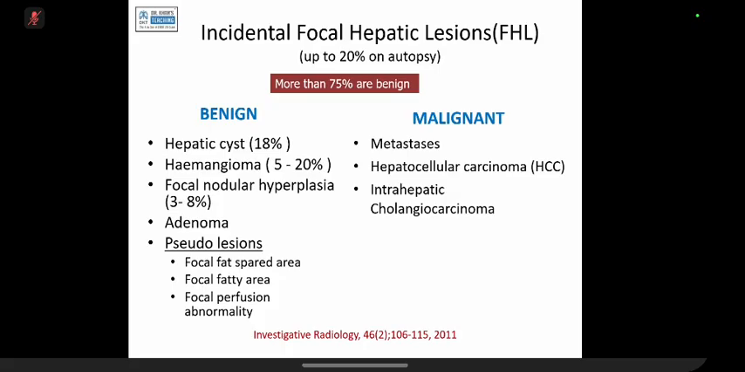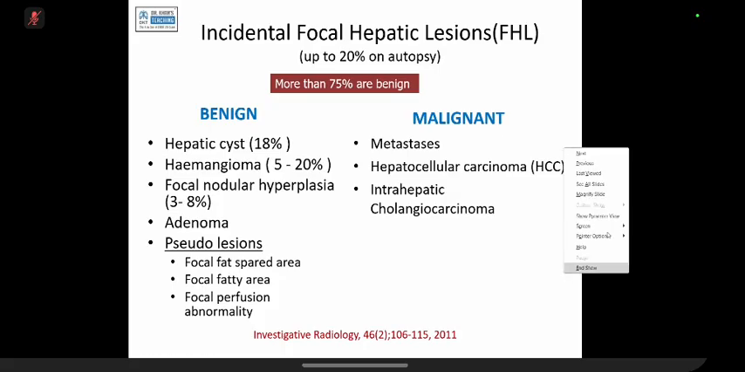But incidental focal hepatic lesions are lesions which are picked up incidentally, when you just scan the liver and pick them up. It is such a big number. On autopsy it is up to 20%. It is up to 20%.